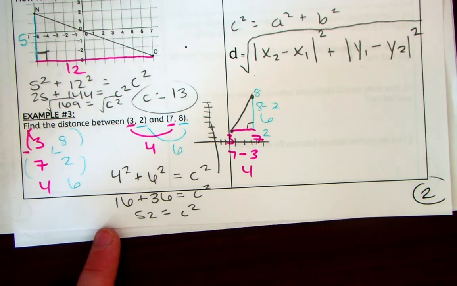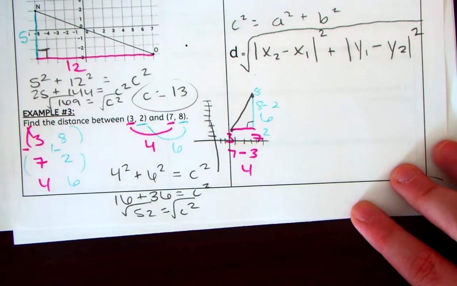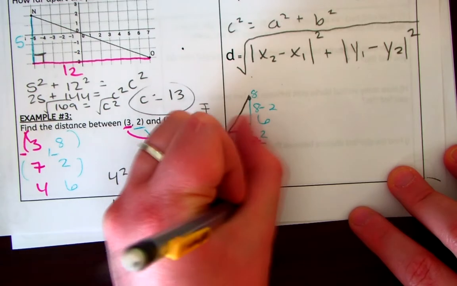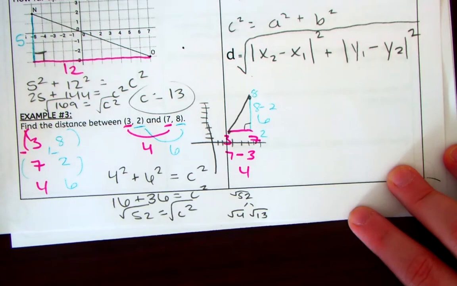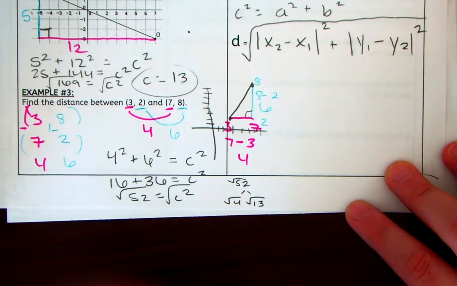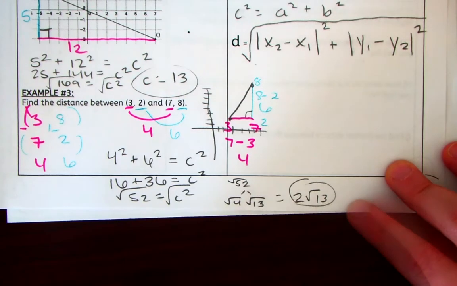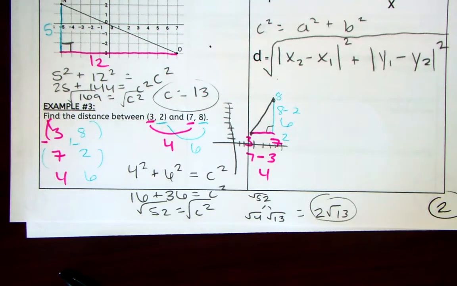Now, I do want to remind you that when I go to take this square root, let's leave our answer exact. So I'm going to rewrite the square root of 52 over here, as the square root of 4 times the square root of 13. That allows me to write it as 2 square root of 13. That's the exact answer. We could change this to a decimal as well. Okay?